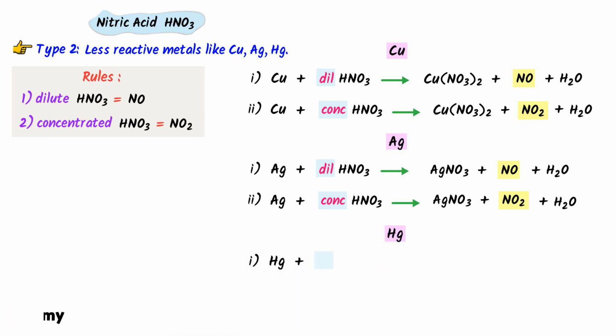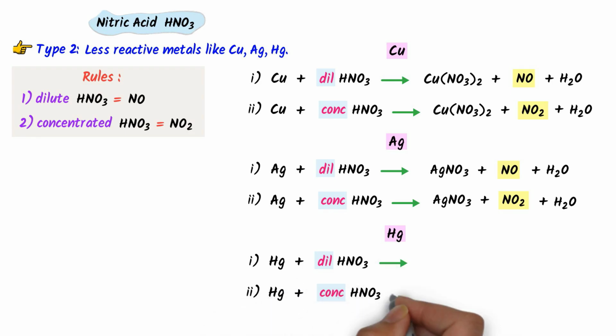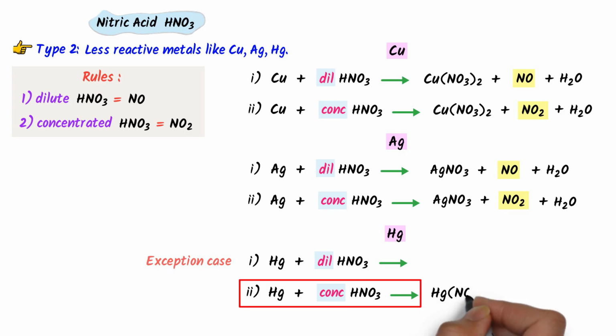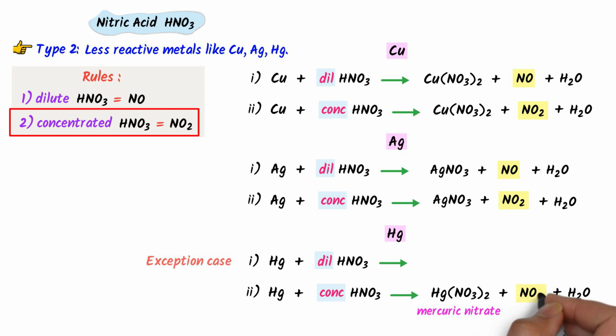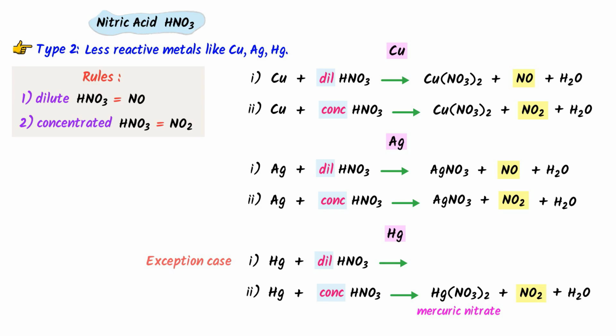Let mercury react with dilute nitric acid and mercury react with concentrated nitric acid. Remember that this first reaction is an exception case. I leave it for a moment. In the second reaction, mercuric nitrate plus water is produced. According to the rule, if concentrated HNO3 reacts with mercury, nitrogen dioxide gas is produced.